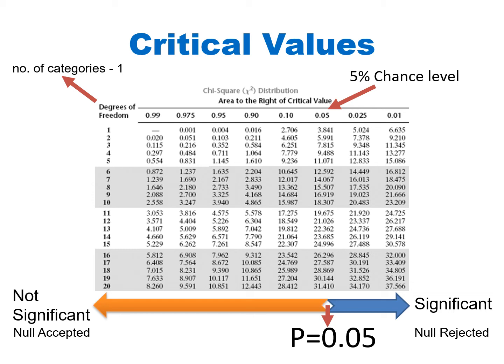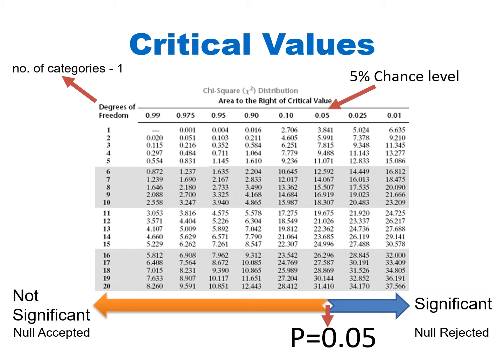There's only really 2 columns that you need to focus on. The first column is what's called the degrees of freedom. The degrees of freedom is a value that we work out based on how many categories we have in our calculation. So in terms of our coin toss, we only had 2 categories, heads and tails. So the number of categories is 2, minus 1 means we have 1 degree of freedom.